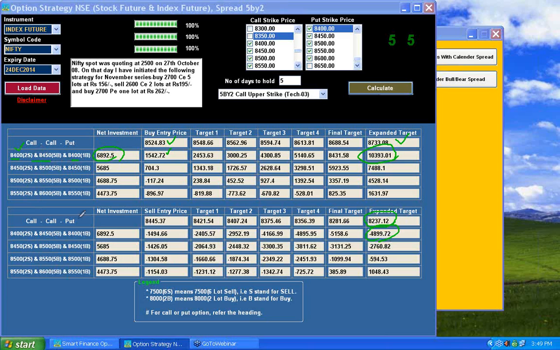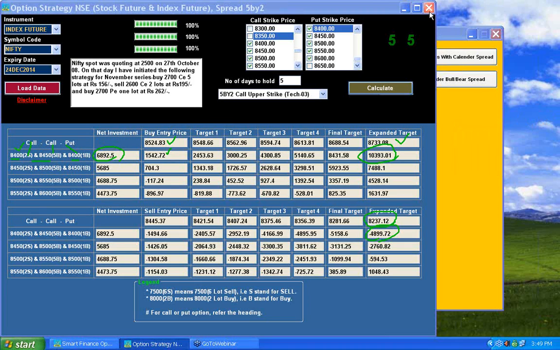So different strikes, different combinations have been formed. So this is what it is saying: how many lots correspond to call, and which correspond to put, and how many lots you have to buy. B stands for buy, S stands for sell. So how many lots you will be buying and selling is given in terms of digits.